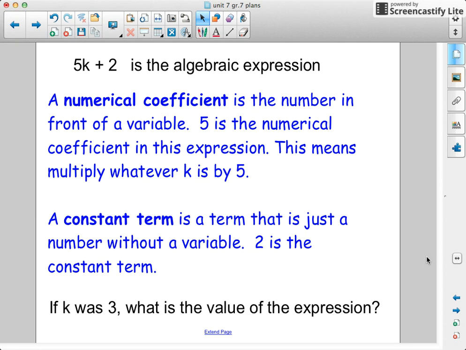And then the next term is a constant term. It's a term that's just a number without a variable. So 2 is the constant term, so plus 2. So I could ask you, if k equaled 3, what would be the value of that expression? I could say it's 5 times 3, which is 15, plus 2, so that expression would equal 17 if k was 3.